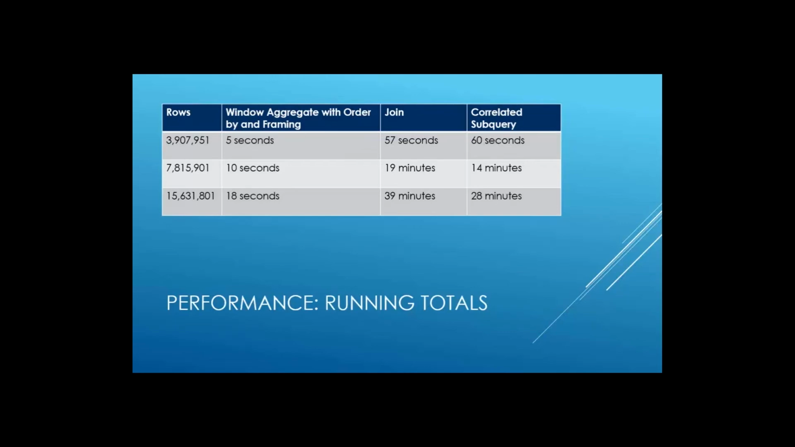If I use the join method, and again, I'll show you these different methods when I get to the demo in a couple seconds, the join method wasn't so bad when I had a smaller number of rows, but you can see it just got much worse very quickly, even up to 39 minutes. The correlated subquery method started off not bad and very quickly got worse. So if you are doing anything that is supported by framing, be sure to use it, and you'll get much better results compared to older methods.